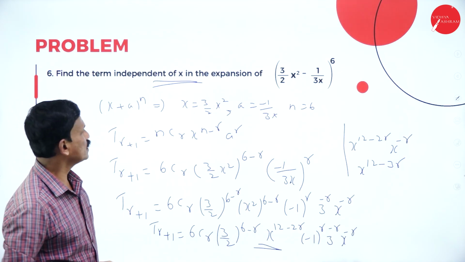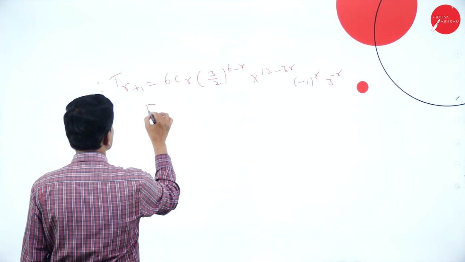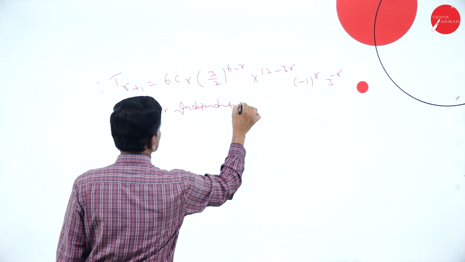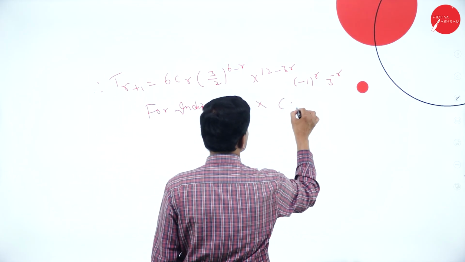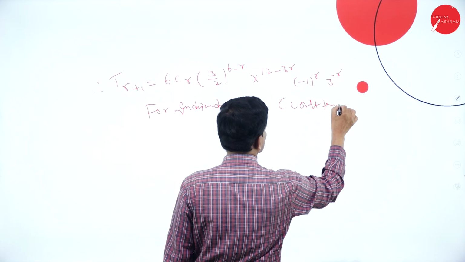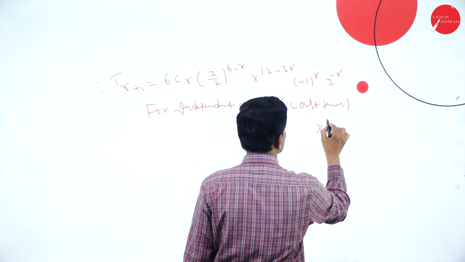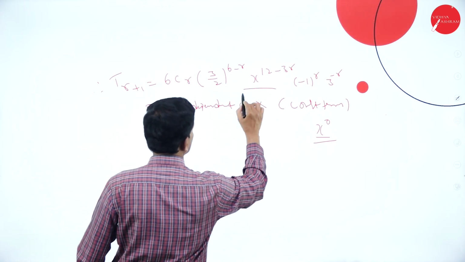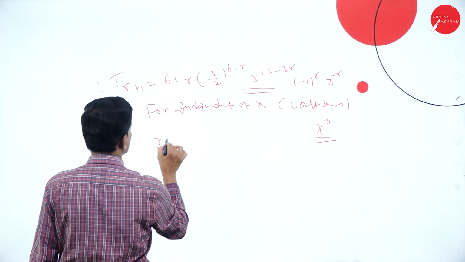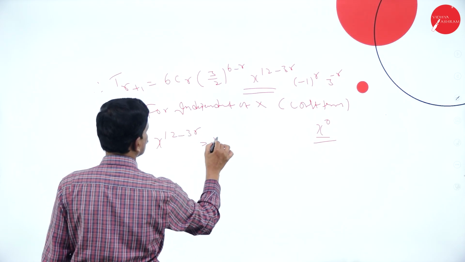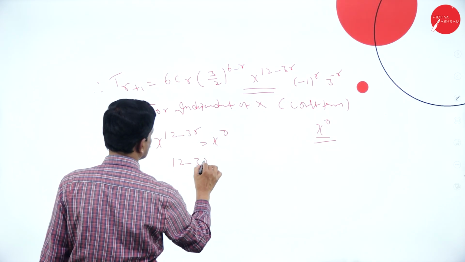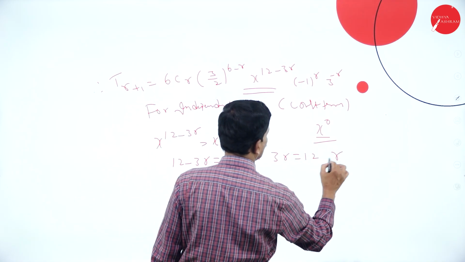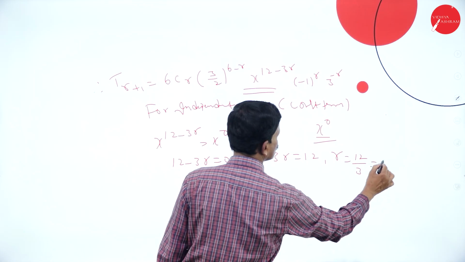Just independent of x. For independent of x, it is also called the constant term, the x power is equal to 0. Here, what is the value of x? That is, x to the power of 12 minus 3r is equal to x power 0. So 12 minus 3r is equal to 0. Therefore 3r is equal to 12, r is equal to 12 by 3, that's equal to 4.